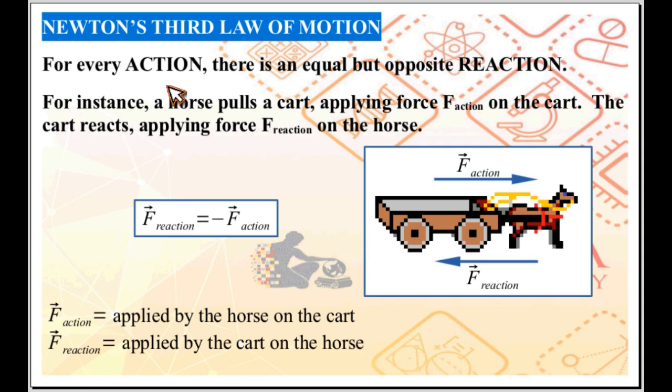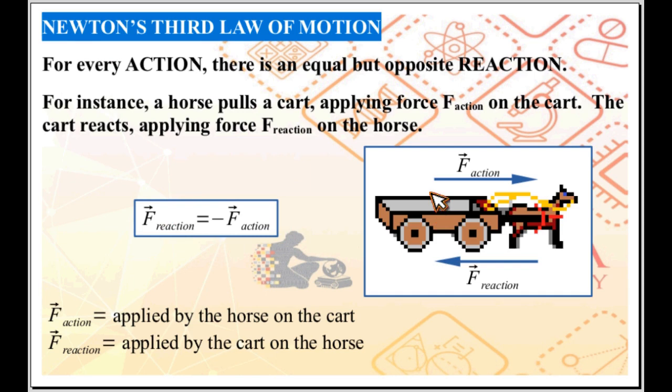So action is a force, reaction is a force. Action, you have F action. Reaction, you have F reaction. Now, it's very important to note that even though these two forces are equal in magnitude but opposite in direction, they do not cancel out. This is a very common mistake or misconception of the third law of motion.